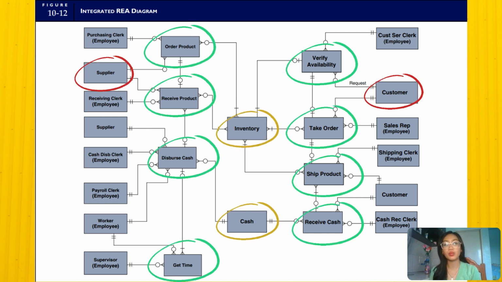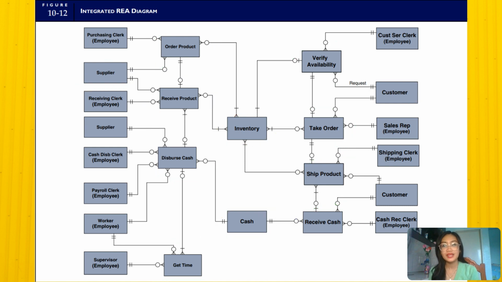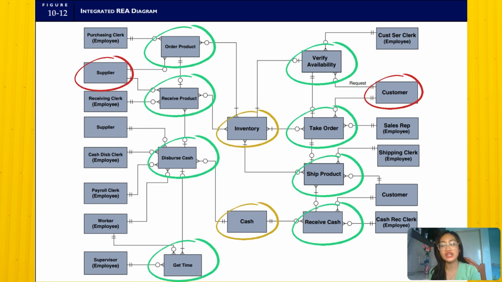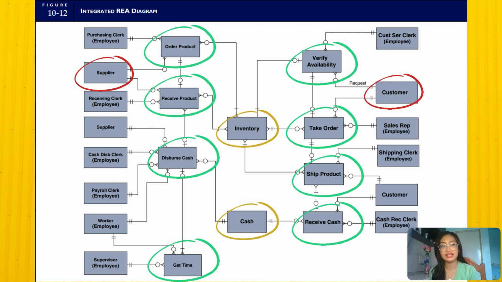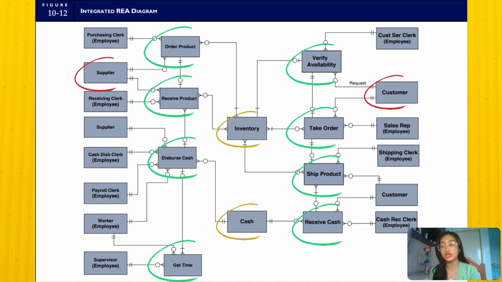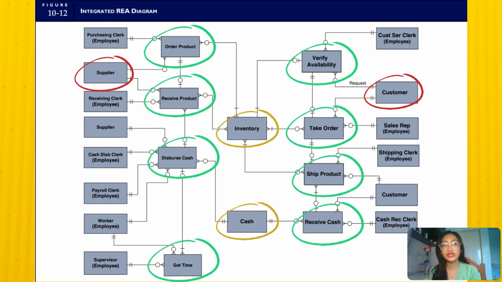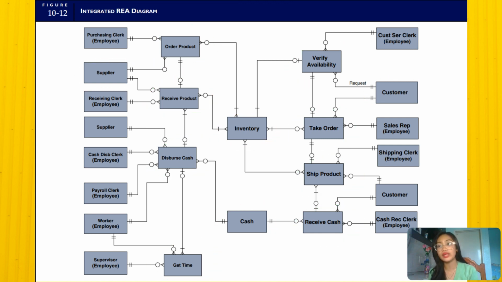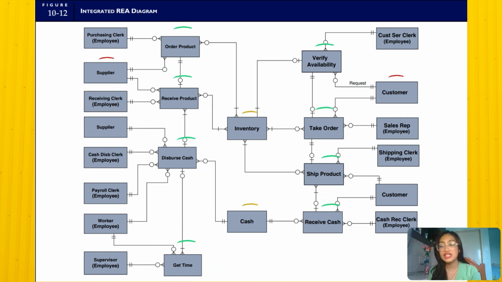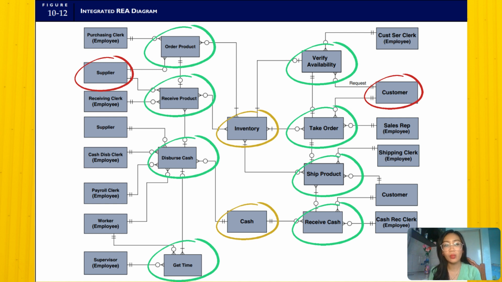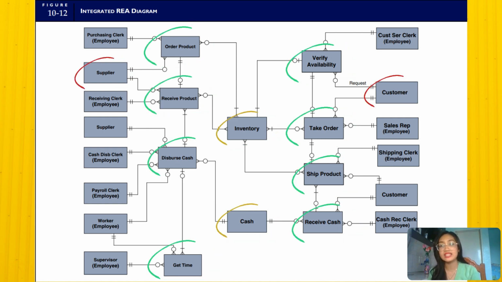I will explain to you here one by one the tables for each valid entity in the REA integrated diagram in figure 10-12. So the red highlights encircled here are our two external agents, which are customer and supplier, and they each require a separate table. The two resources, inventory and cash, will each be a table. That's our yellow encircled highlights. And the blue-greenish encircled items would be our 8 events that require a table.